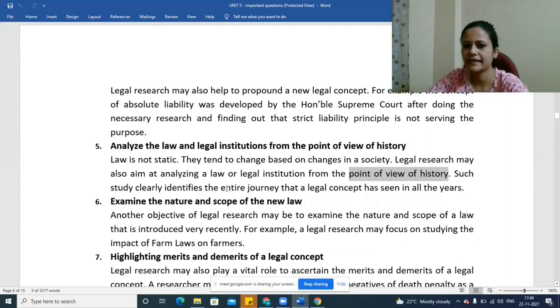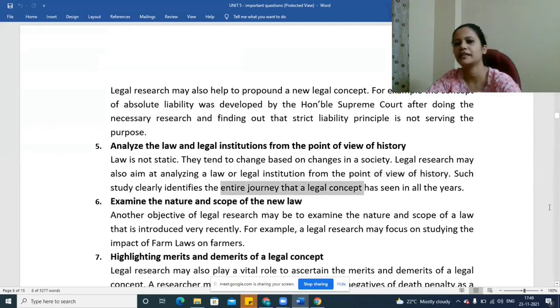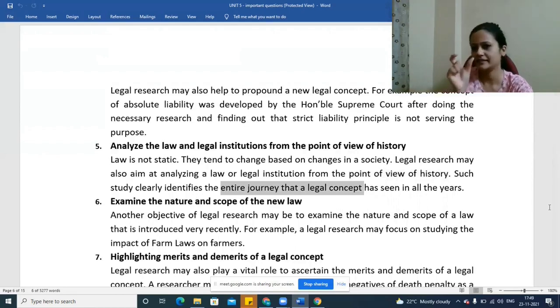Such study clearly identifies the entire journey of that legal concept. Like I said, amendment of Constitution of India. It is one article, 368, but having such a long history with so many landmark cases. So if you do research on that provision, you ask: initially, when the Constitution of India was adopted, what was the wording of Article 368? What was written inside that article?